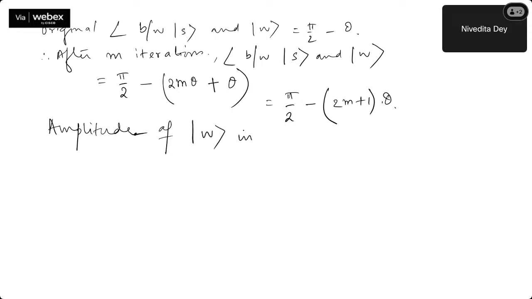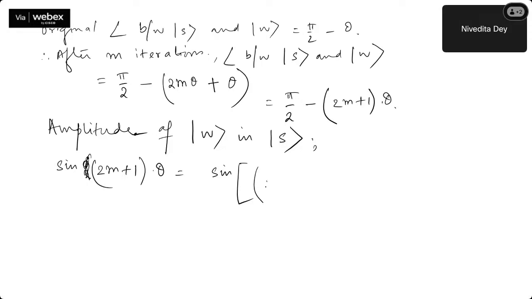And the amplitude of W in S: in order to calculate that, say I want to find sine of (2m plus 1) theta. All these things are coming from the sine component and cos component from that particular geometric representation. Just by putting in the values of m, what I got in the earlier case. So it's 2 into pi by 4 into root n, I got this value just before that, plus 1 times theta.